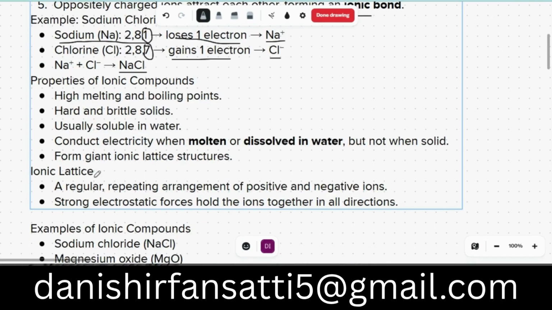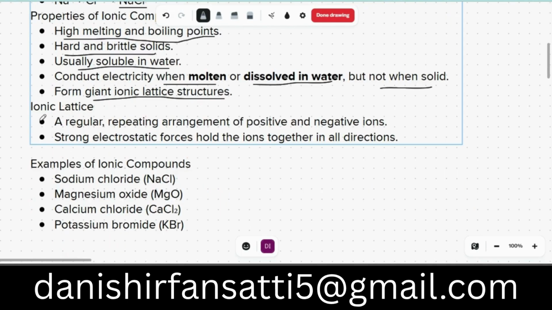Properties of ionic compounds. They have high melting and boiling points. Why? Because they have strong electrostatic forces. They are hard and brittle solids, usually soluble in water. They conduct electricity when molten or dissolved in water, but not when they are solid, because there are no free electrons. They form a giant ionic lattice structure. An ionic lattice is a regular repeating arrangement of positive and negative ions. Strong electrostatic forces hold the ions together.